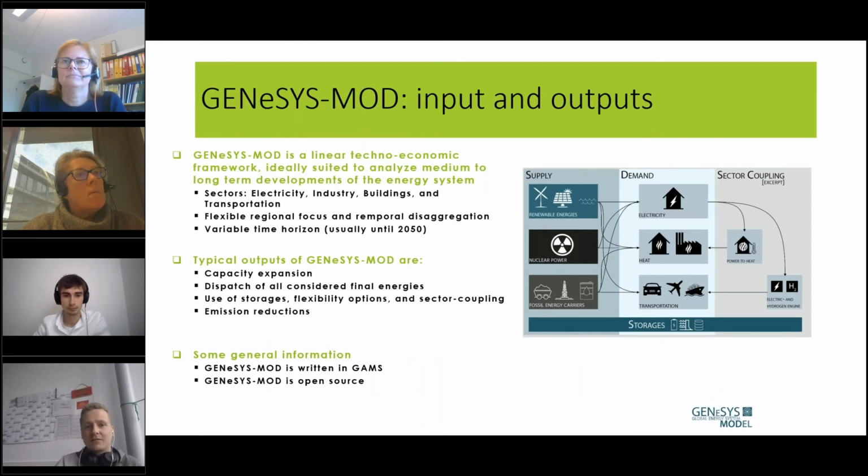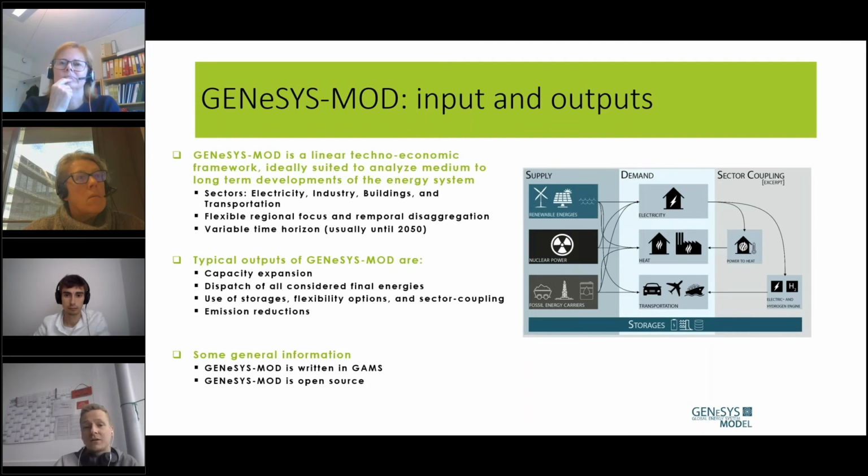Generally, Genesis mod is a linear techno-economic framework, and the huge strength of Genesis mod is that it's very flexible. It's just a framework where the user, depending on the input put into the model, can determine what the subject of analysis will be. It includes the sectors electricity, industry, buildings, and transportation.